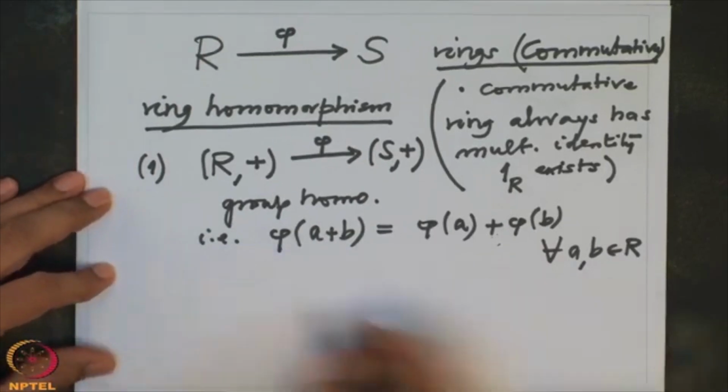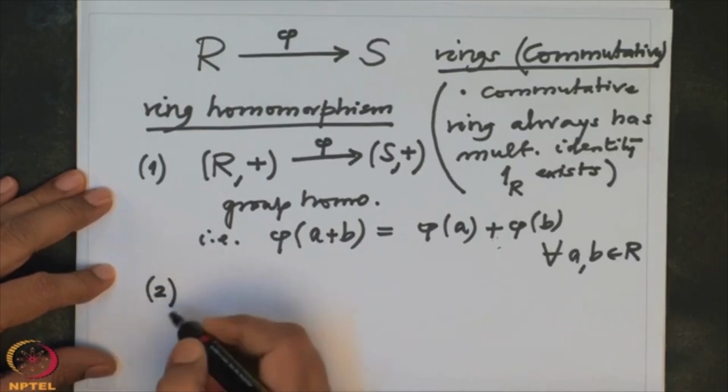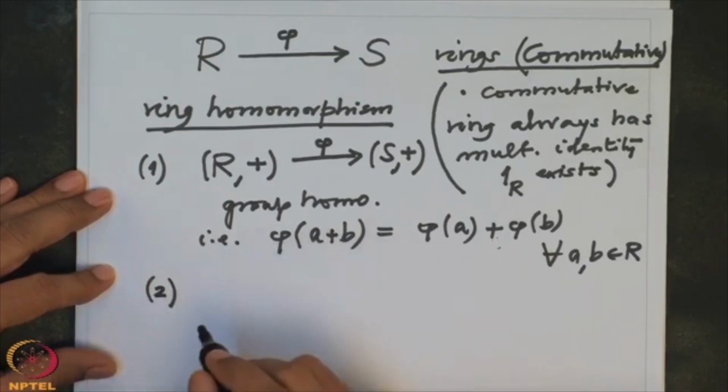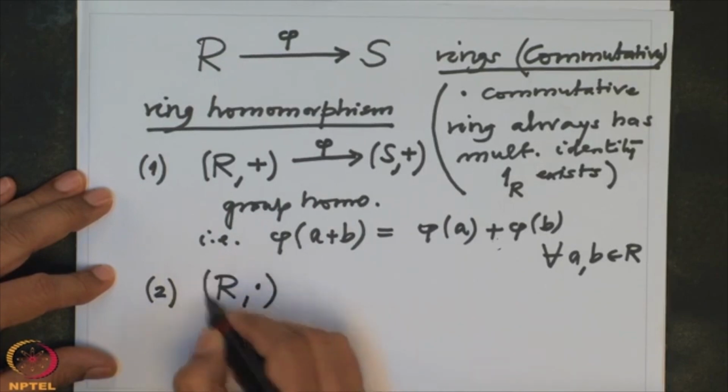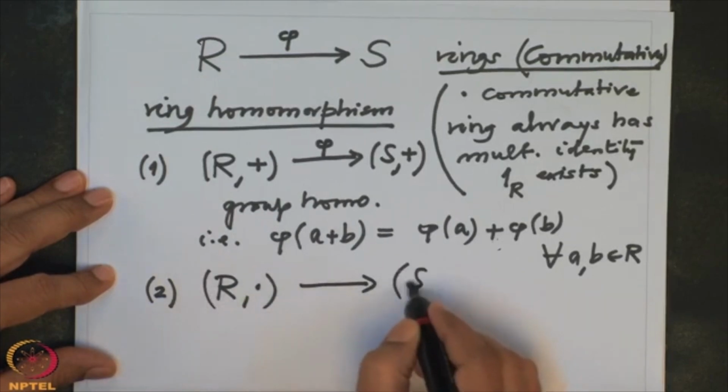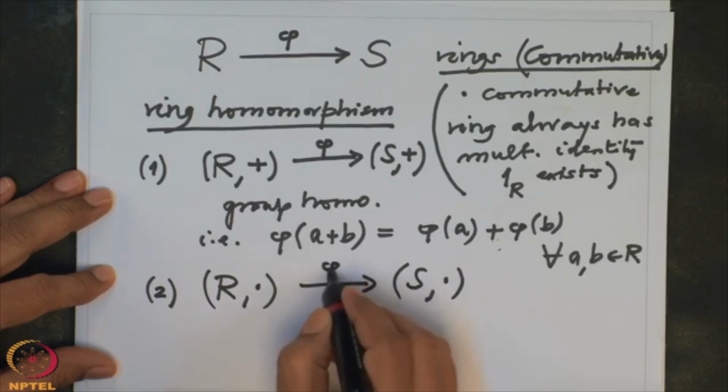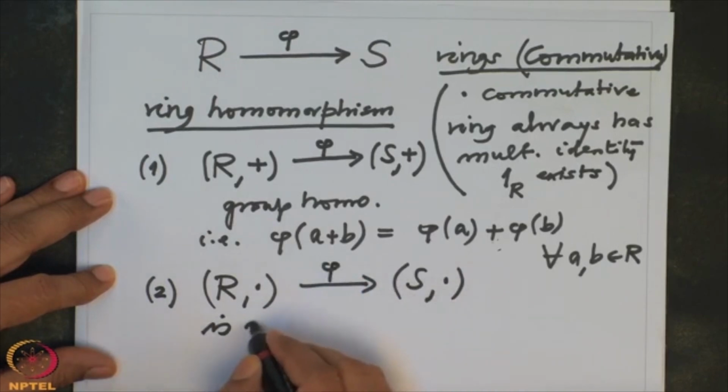We cannot keep specifying that this is in R and this is in S, otherwise we will not cover much material in this course. So the second condition is that it also respects the multiplication. So (R, ·) to (S, ·), the same phi, is a monoid homomorphism.